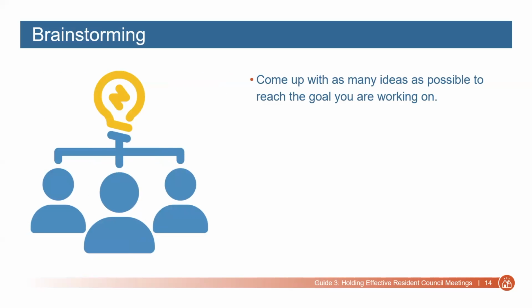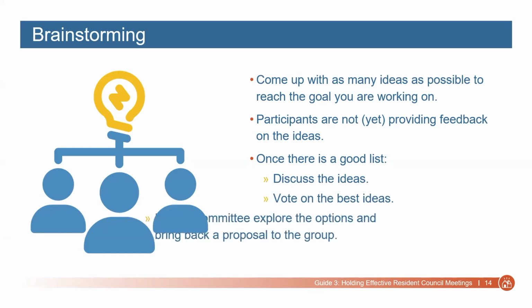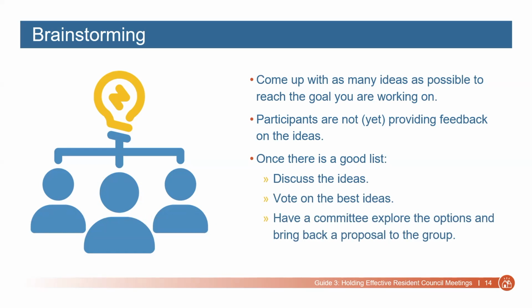Brainstorming is a technique that allows everyone to come up with ideas on how to address a problem. During brainstorming, the goal is to list as many ideas as possible. You can have people shout out ideas, write ideas on sticky notes, or chat in small groups and report out their ideas. Participants are not yet providing feedback on the ideas. Once there is a good list of ideas, you can discuss them, vote on which are best, or have a committee explore the options and bring back a proposal to the group.